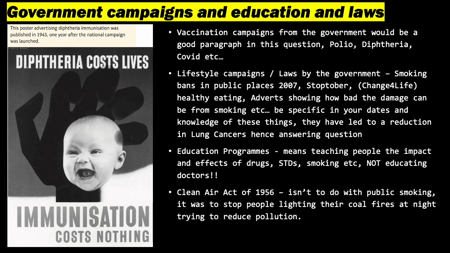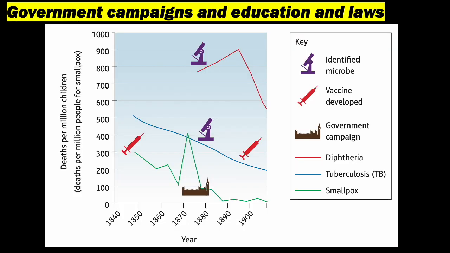The Clean Air Act of 1956. A couple of you got this a bit mixed up with the Smoking Act in public buildings. The Clean Air Act of 56, a long time ago, was to stop people lighting their coal fires at night. They recognised that the pollution and the smog in London, especially, and the big cities, was making people sick with asthma and things like that. So by stopping people lighting their fires, that improved pollution. And again, we're linking back to that question all the time. This is why people lived longer.